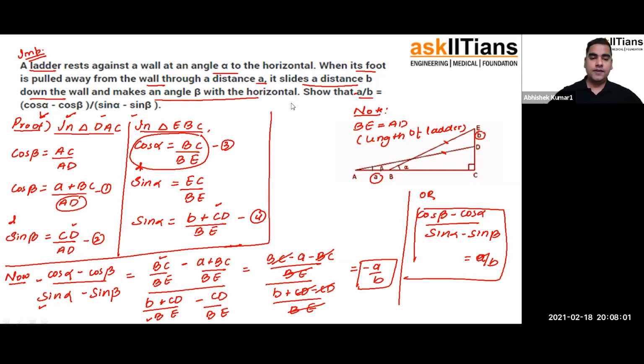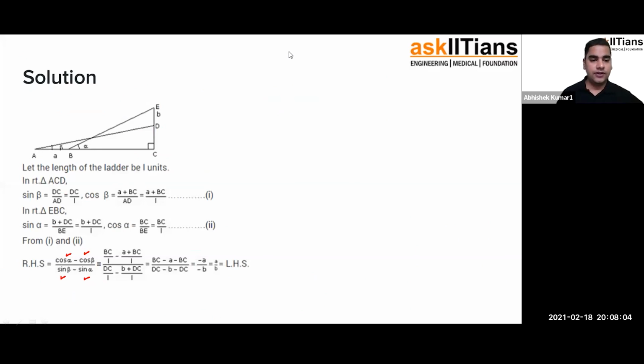Right, understood? So you can check this solution. The solution is for your reference, guys. They have done it in exactly the same way. First, they considered the triangle ACD. In that triangle, they calculated sine beta and cos alpha, and they assumed the length of the ladder to be L units. In the other triangle, EBC, they calculated sine alpha and cos alpha. Then they substituted the values in the expression we have to show, and after evaluating it properly, they got the answer, which is equal to A by B. Is that clear?